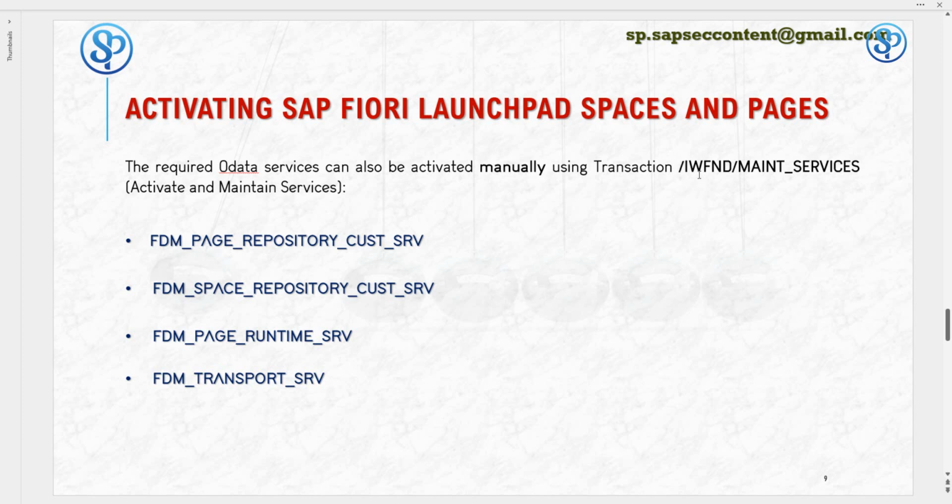The transaction code you have is /IWFND/maint_services. So you can use this transaction to activate these 4 OData services. So this is one of the requirements, the prerequisites, this OData service activation. These 4.